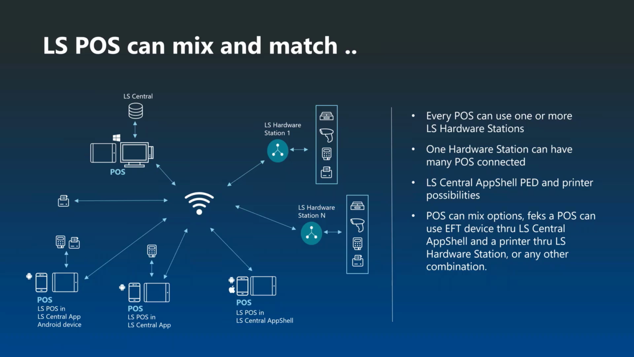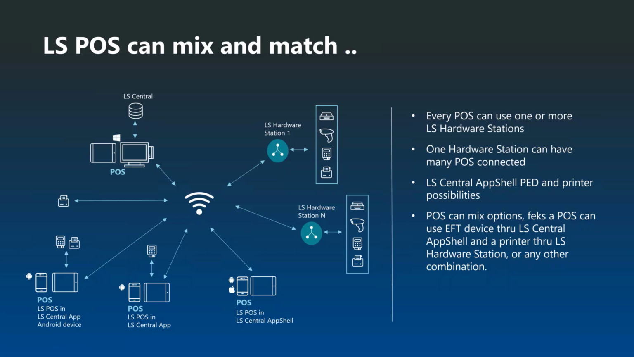So for instance, every POS can use one or more hardware stations, and typically we see a POS have a local hardware station setup to connect to local EFT devices, and then a shared hardware station to connect to a printer. And one POS can use a number of hardware station connections at any given time. The webPOS running inside the LS Central AppShell can also use the hardware station like the POS as we described, on another machine.